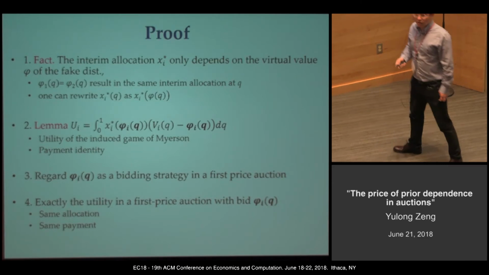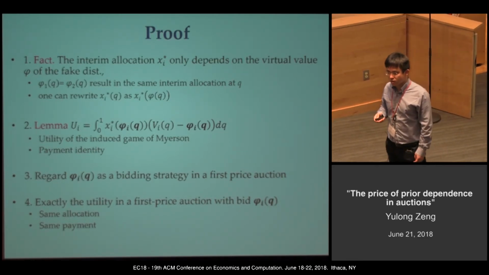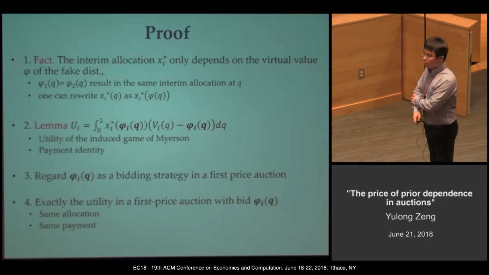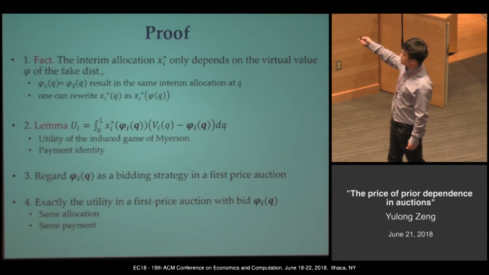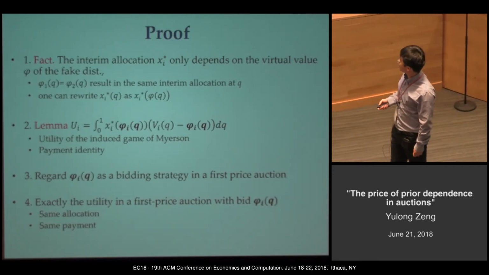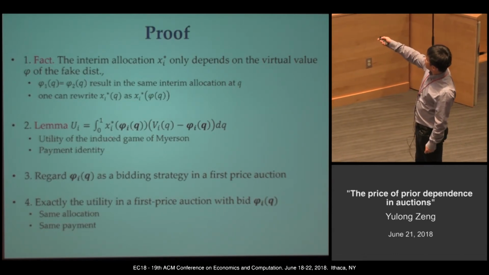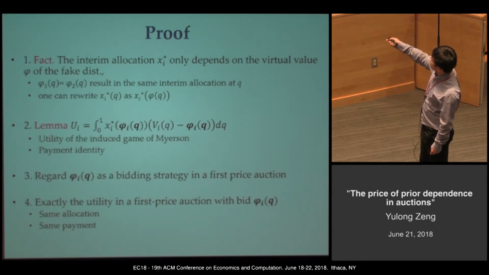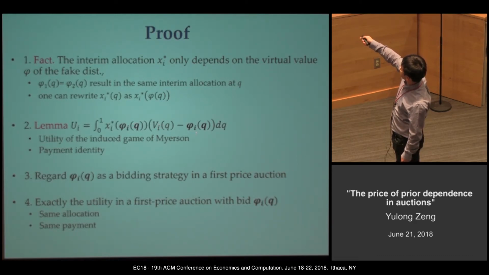The second step is that we can rewrite the utility function of each bidder in the fixed distribution model of Myerson like this. So this is by standard payment identity, okay? Now if you stare at this formula, you can see that this is a probability. So this is an interim probability that depends on this function. And this is the true value, and this is also the virtual value, right?